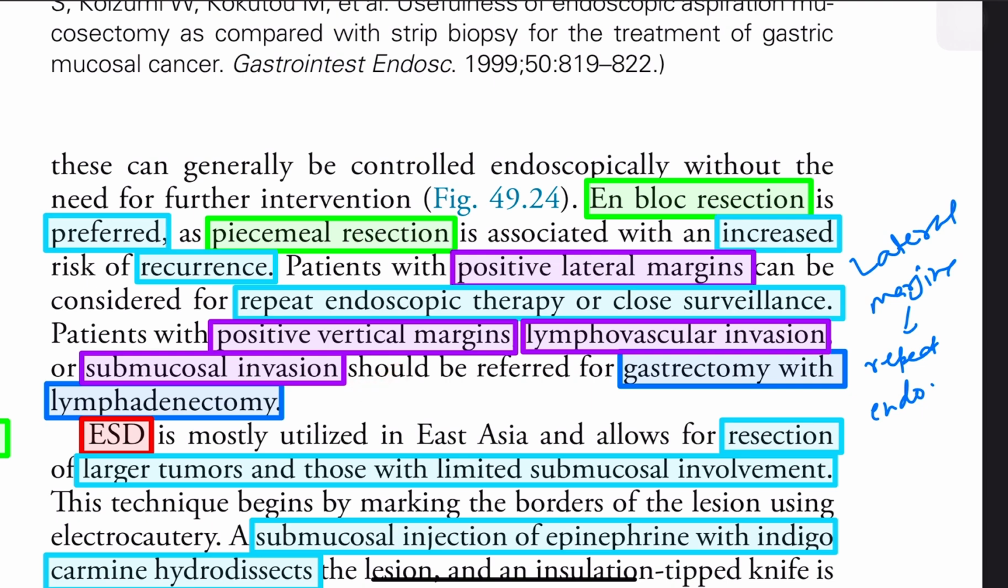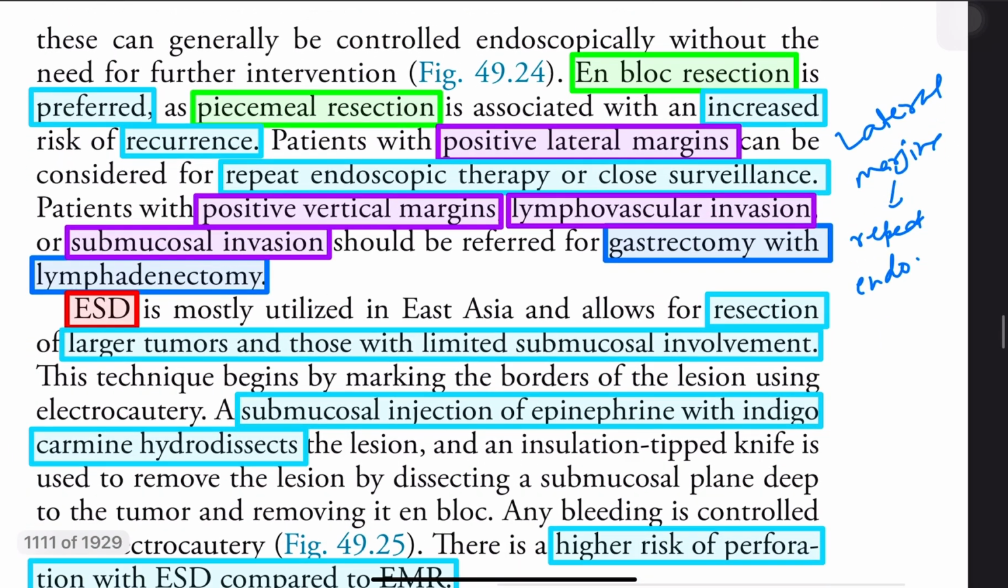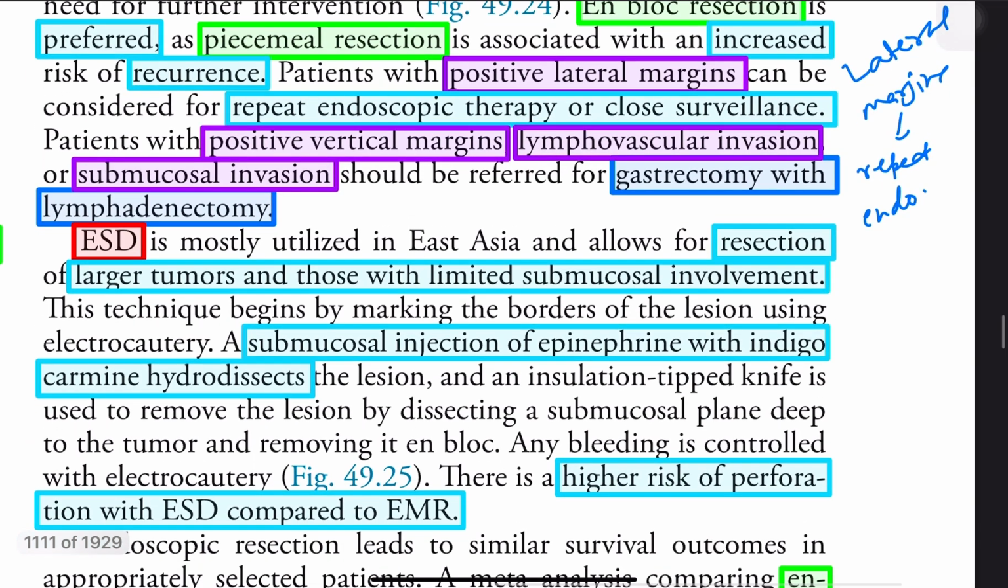They may confuse lateral and vertical. Lateral: repeat endoscopy or surveillance. Vertical: you have to do gastrectomy with lymphadenectomy. Now come to endoscopic submucosal dissection. Resection of larger tumors and those with limited submucosal involvement. Submucosal injection of epinephrine with indigo carmine hydrodissects.